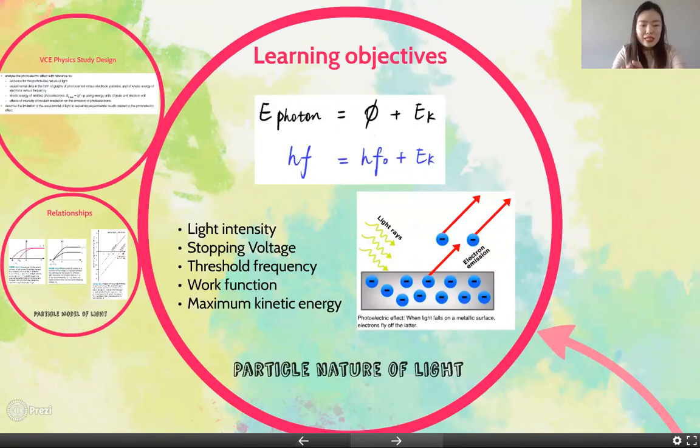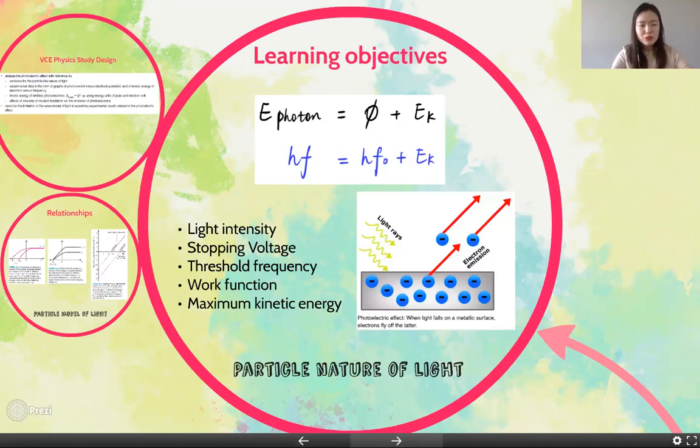When the light hits a metal surface, the energy input from the light will have two functions. One is the work function, which is the energy required to eject the photoelectron, and the other one is the kinetic energy of the ejected photoelectrons. Based on this idea, students need to understand and identify 5 fundamental properties of the photoelectric effect, which are light intensity, stopping voltage, threshold frequency, work function, and maximum kinetic energy.